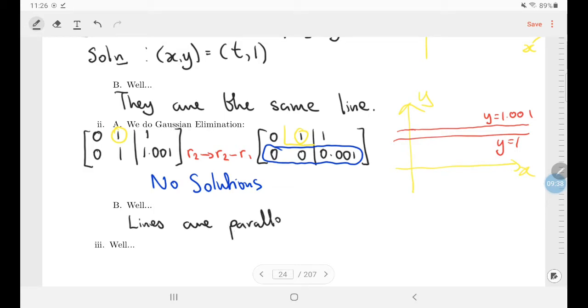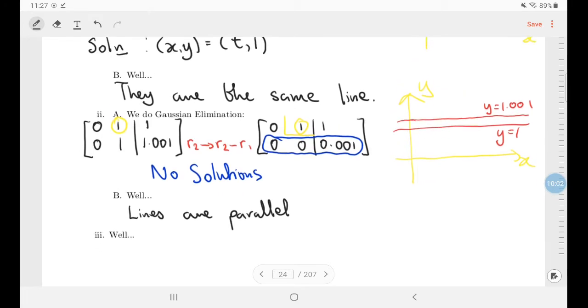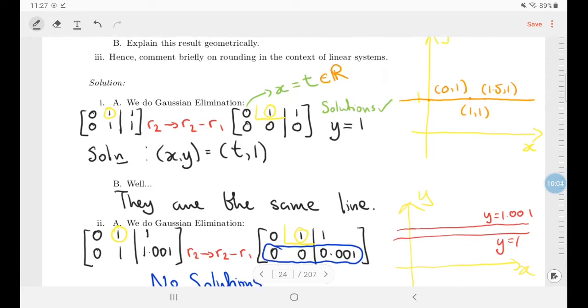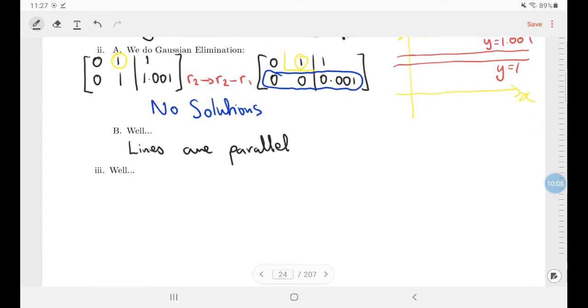Now, what's the lesson here? We've done some rounding of 1.001 to 1 and 0.001 to 0, and that's changing the problem immensely. Now, you could say, oh, you're doing rounding, but actually I haven't done any rounding. I suppose the rounding has happened before I wrote down the problem. And basically, what's the conclusion here? Comment on rounding in the context of linear systems.